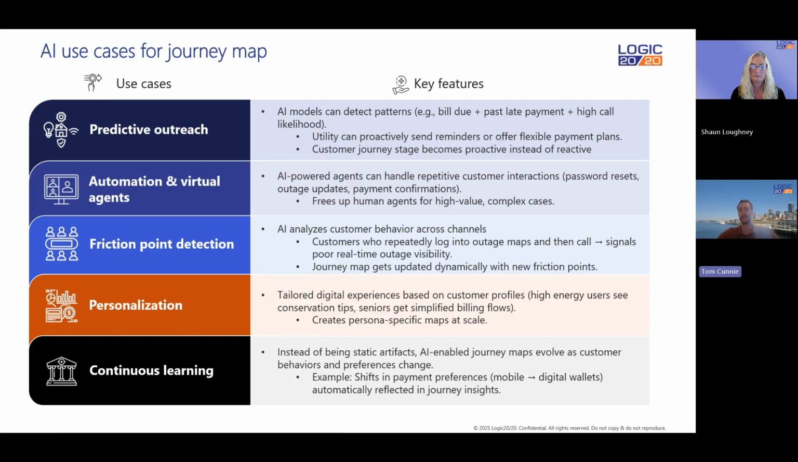Instead of solving problems after the fact, we're preventing them altogether, which reduces call volumes, improves customer satisfaction, and builds stronger trust. The second capability is automation.